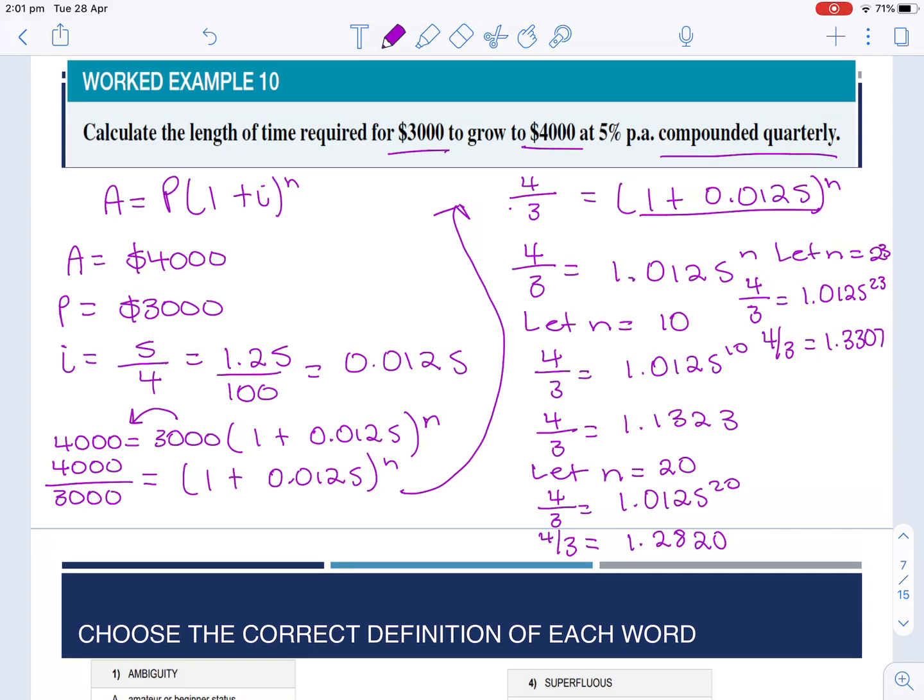Now, it's actually going to take 24 periods, which is equivalent to 3 months each. It's based on the fact that 4 over 3 is a recurring decimal, so I just rounded it up to 24 instead of 23 because of that. So it's going to take 24 periods, where 1 period equals 3 months. So it's going to take 72 months, which is equivalent to 6 years.